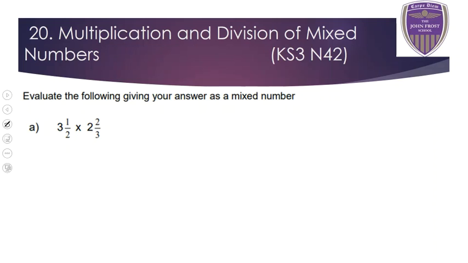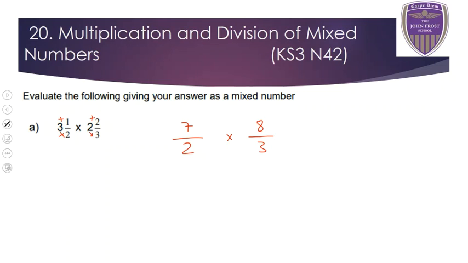So step 1 is still to change them into improper fractions. So we'll do that first. Something over 2, and something over 3. We've got 3 whole sets of 2 here, plus another 1. So 3 times 2 is 6, plus 1 is 7. We've got 2 whole sets of 3 here, plus 2. So 2 times 3 is 6, plus 2 is 8.